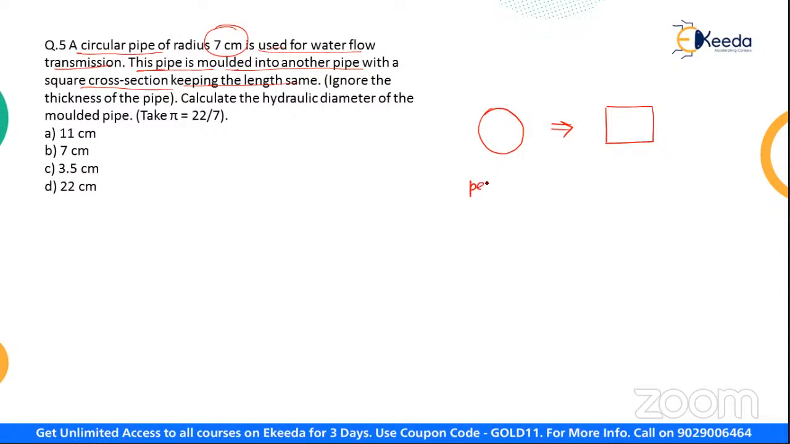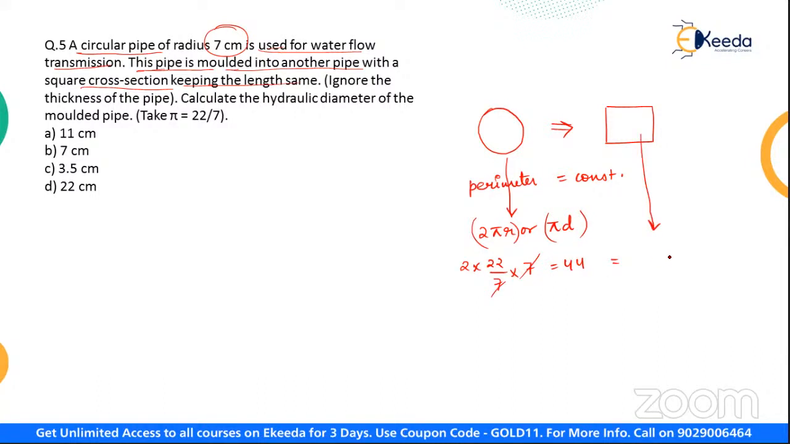Now, one thing is common, that the perimeter of both the pipes will remain constant. The perimeter of the circular section will be 2 pi r, or it can be pi d. Pi is 22 by 7, and we have been given the value of r here. This will be 2 into 22 by 7 into 7, so it will be 44 centimeter. Now for the square, the perimeter will be 4 times A, if the square is of side A. That means the side of the square will be 11 centimeter.